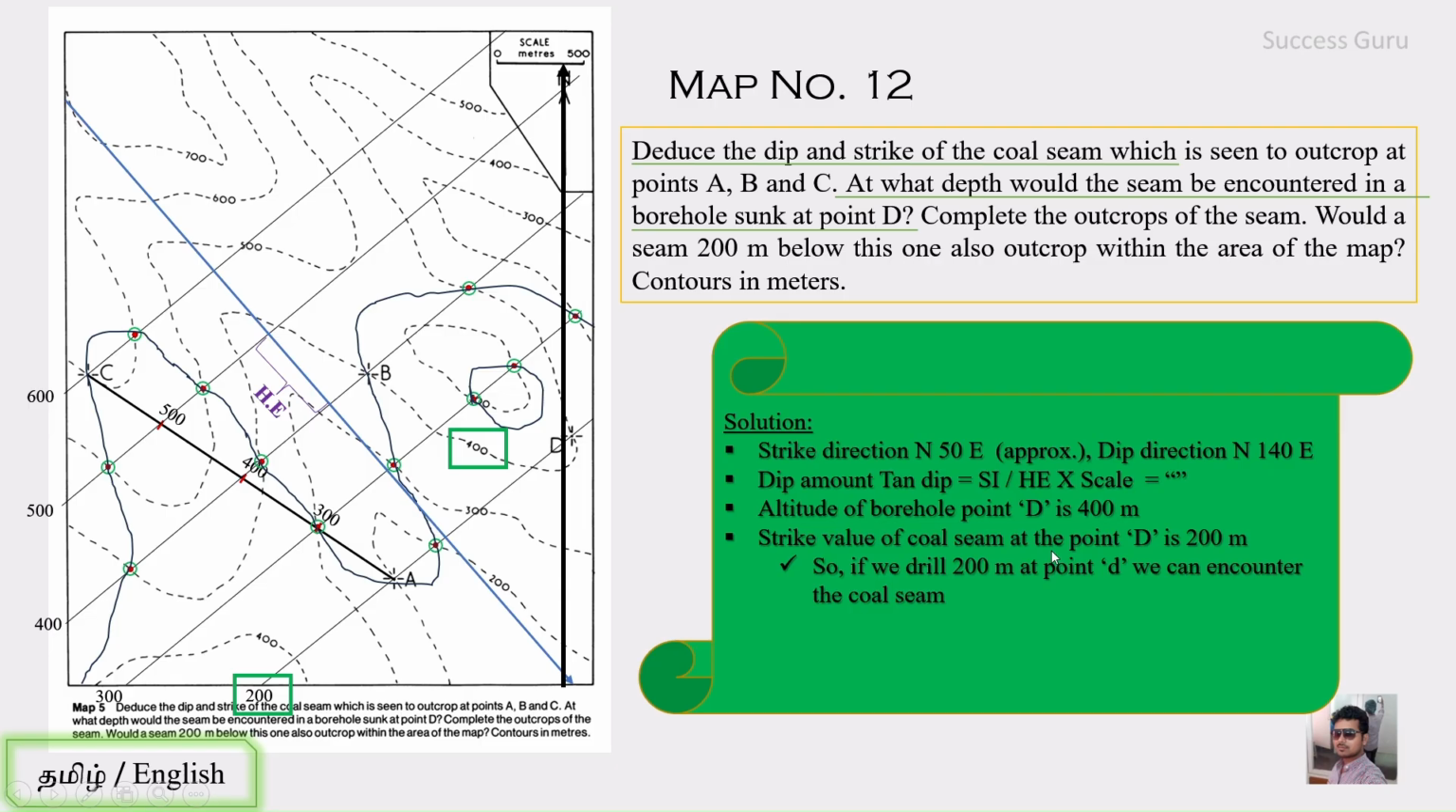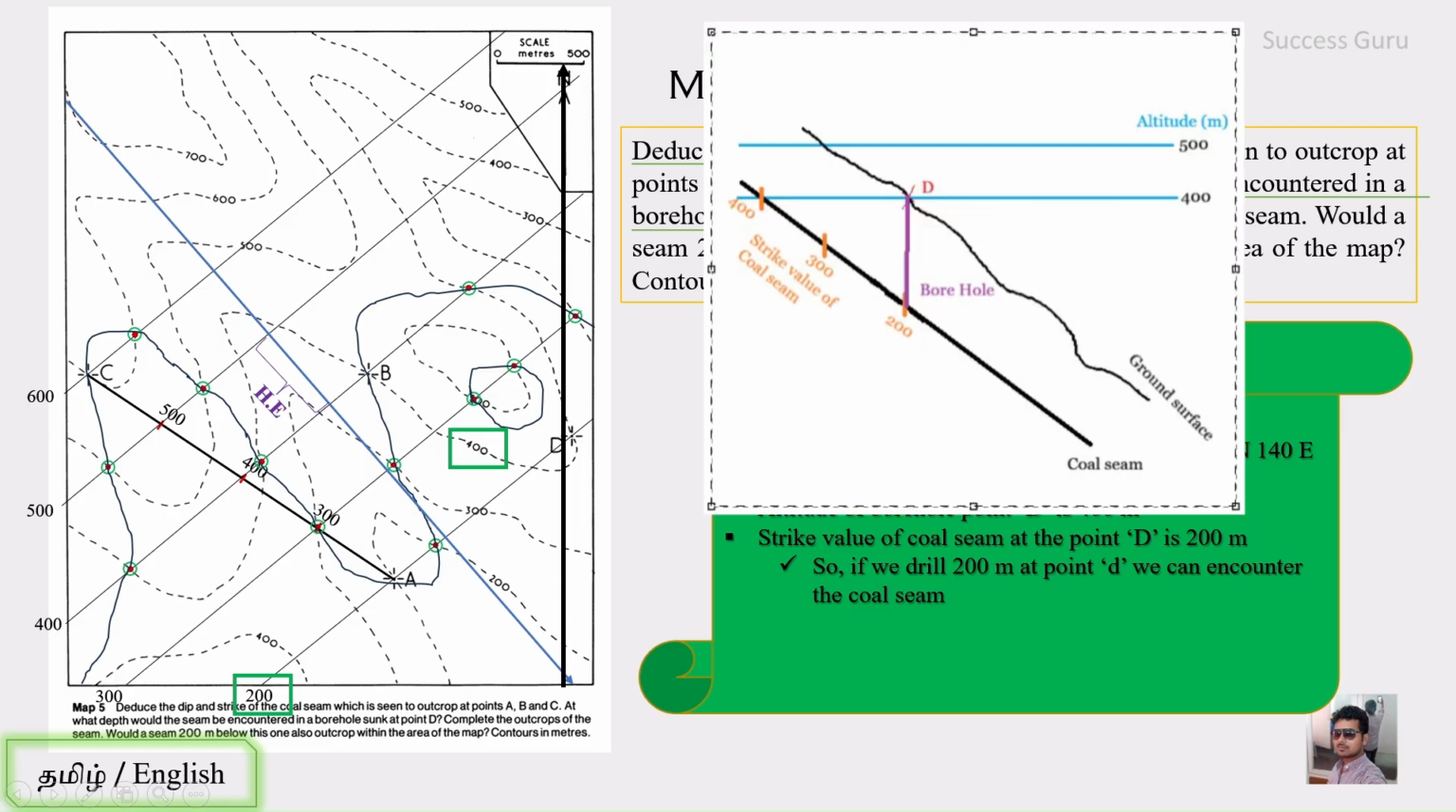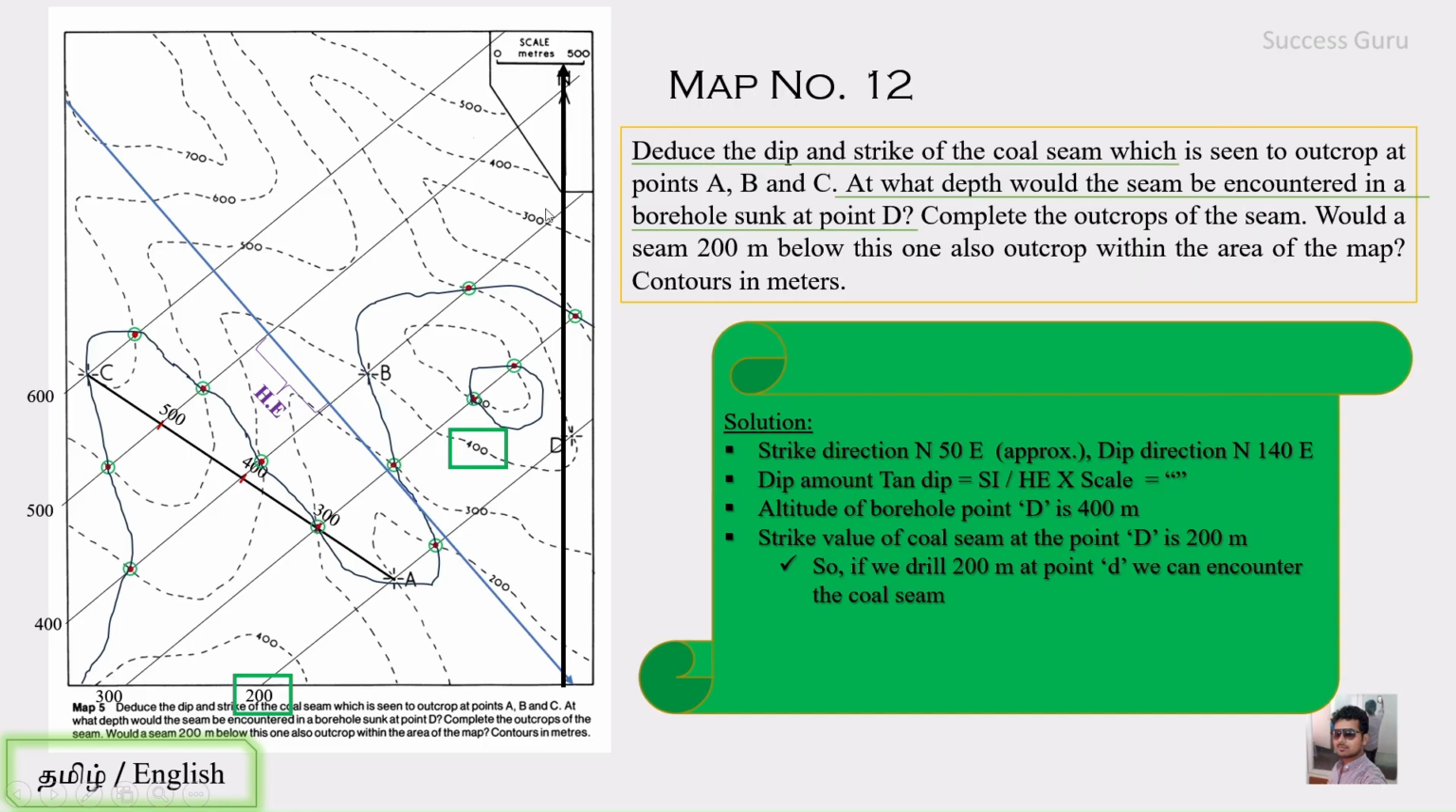So the strike value of the coal seam at point D is 200 meters and the altitude is 400 meters. So we have to drill from 400 to 200, that is, we have to drill 200 meters to reach the coal seam. So if you sink a borehole here at point D, you will reach this coal seam at a depth of 200 meters. Is that clear? So this question is also solved.